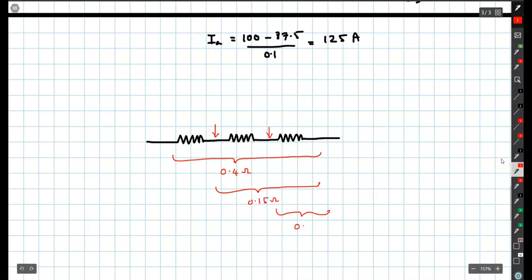0.025, which means that our resistance starter box will consist of 0.025 ohms, and then 0.125 and 0.25, which is basically the difference between 0.4 and 0.15 is 0.25, and the difference between 0.025 and 0.15 is 0.125.